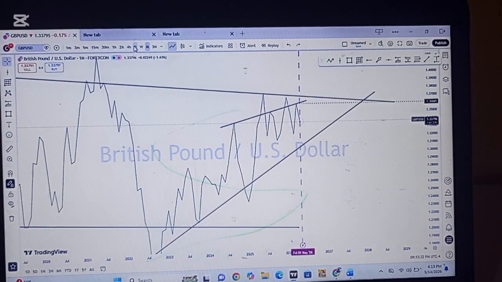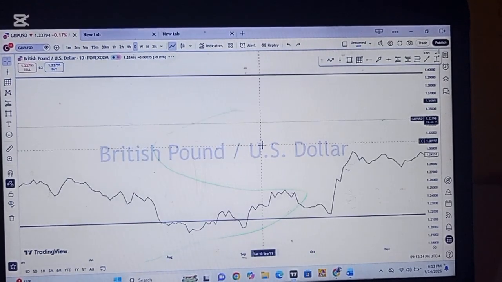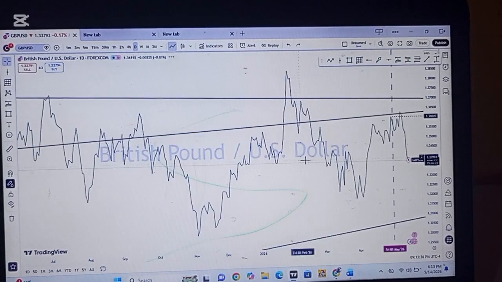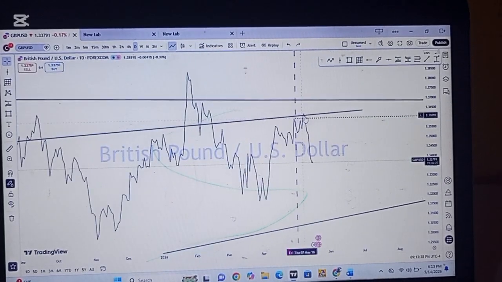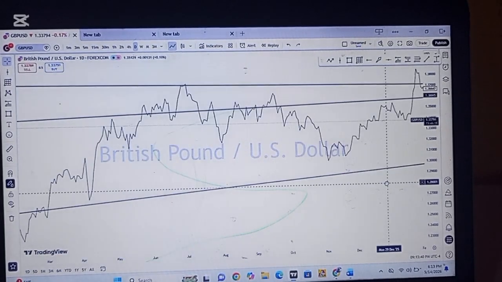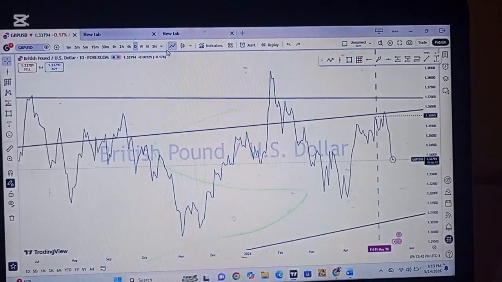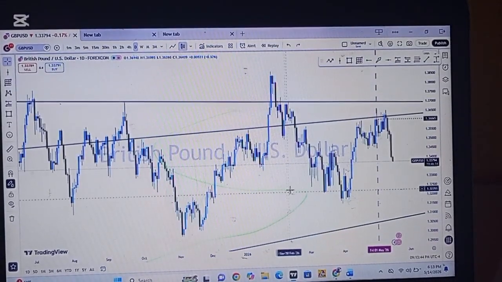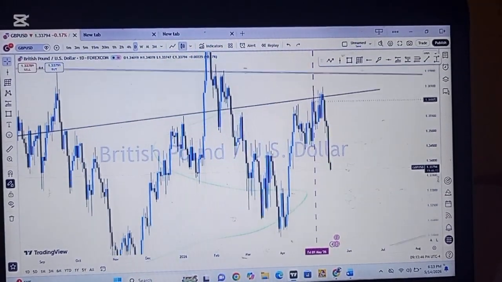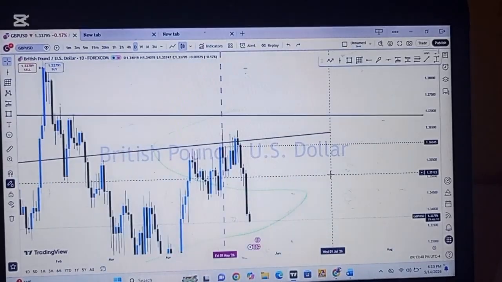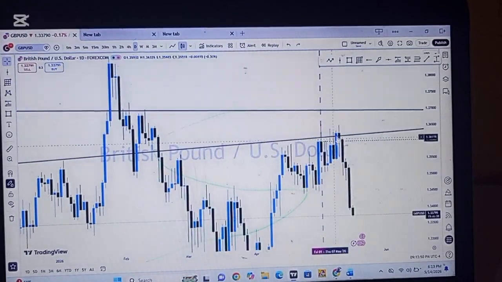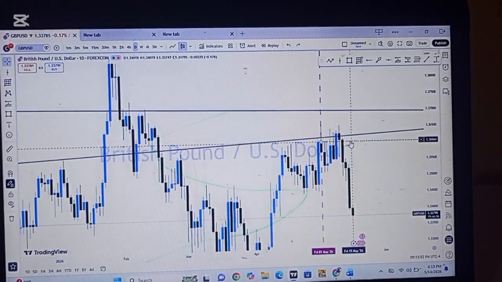So when you come to the daily, any CRT that happened here, then it was a very high probability CRT. You know, I've not drawn this to precision. There was a CRT. As I told you, there was a CRT. So you have a trend line resistance.